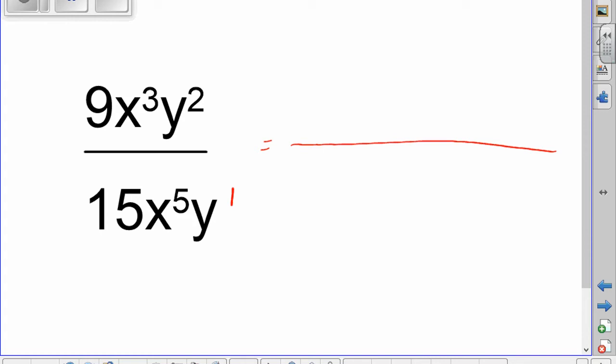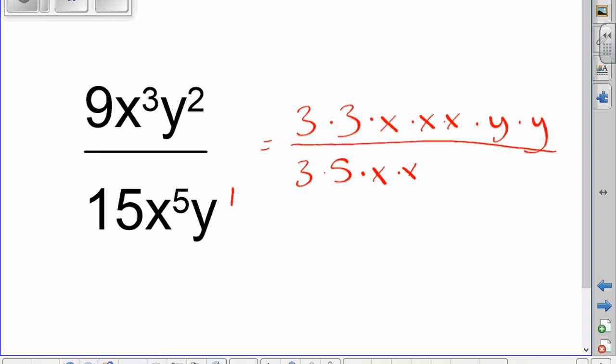So 9 is the same as 3 times 3. For x to the third power, I'm going to write, you guessed it, 3 x's. And then y to the second power, I'm going to write 2 y's. For 15, that is 3 times 5 if I break it down to prime numbers. X to the fifth power, oh, you got it. We got 5 of those to write down. We have 5 x's. And then y to the first power is just 1 y.